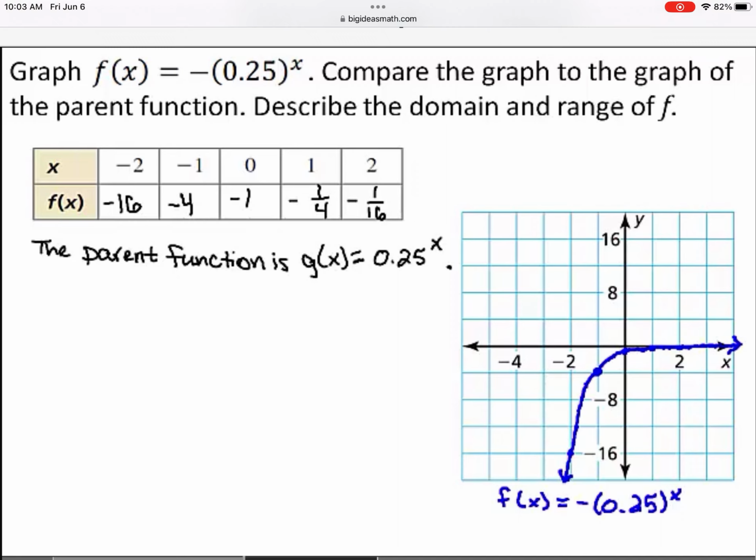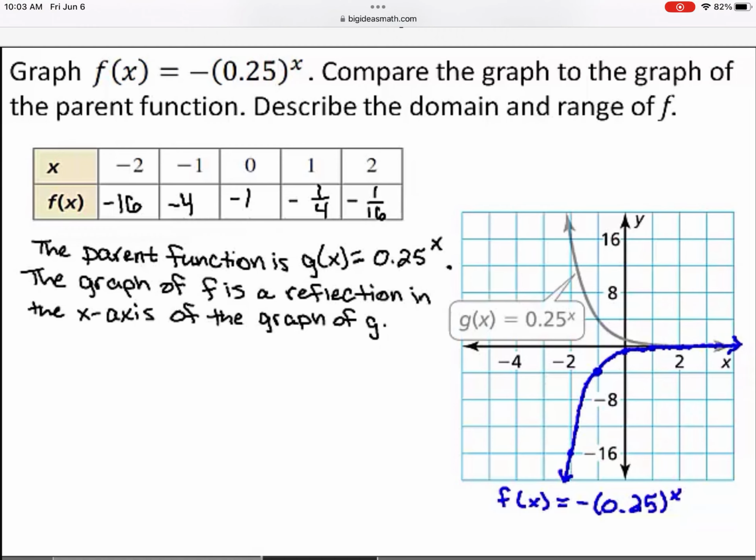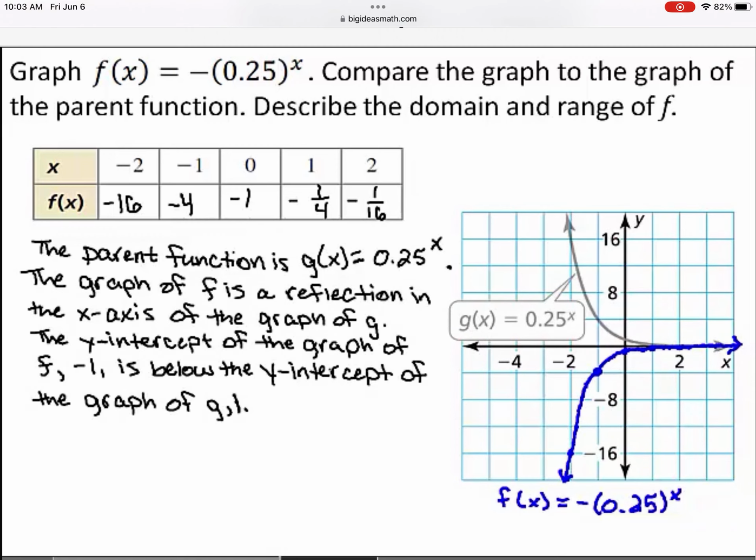The parent function is g(x) = 0.25^x. The graph of f is a reflection in the x-axis of the graph of g. The y-intercept of the graph of f, -1, is below the y-intercept of the graph of g, 1.